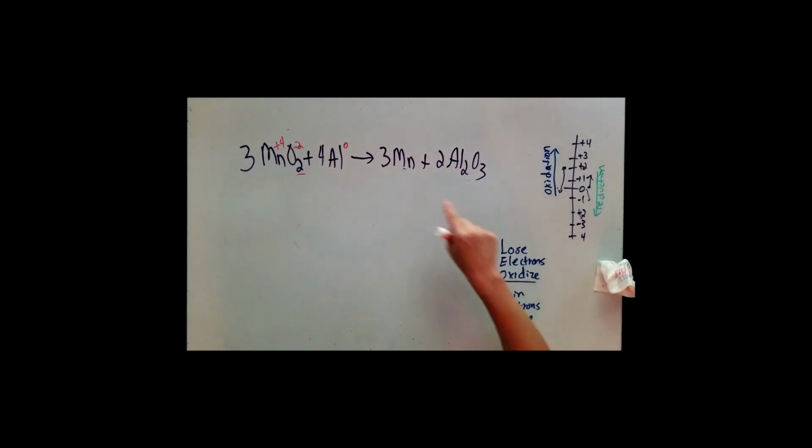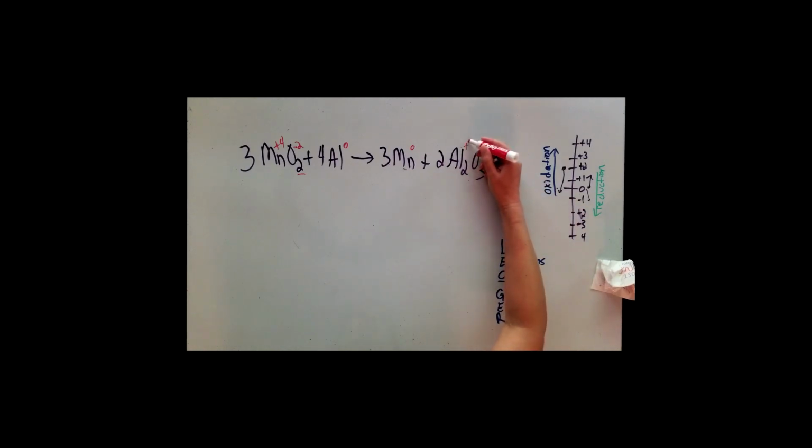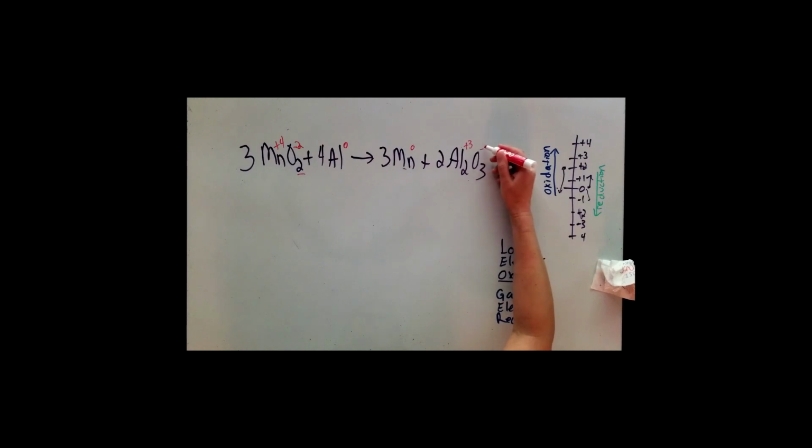All right, so manganese is by itself on the product side. Element by itself, 0. Aluminum, we just said, +3. Oxygen, same as over here. It's combined with somebody else, so it's going to have a -2 charge. It's in an ionic compound. All right. Now I have my charges.